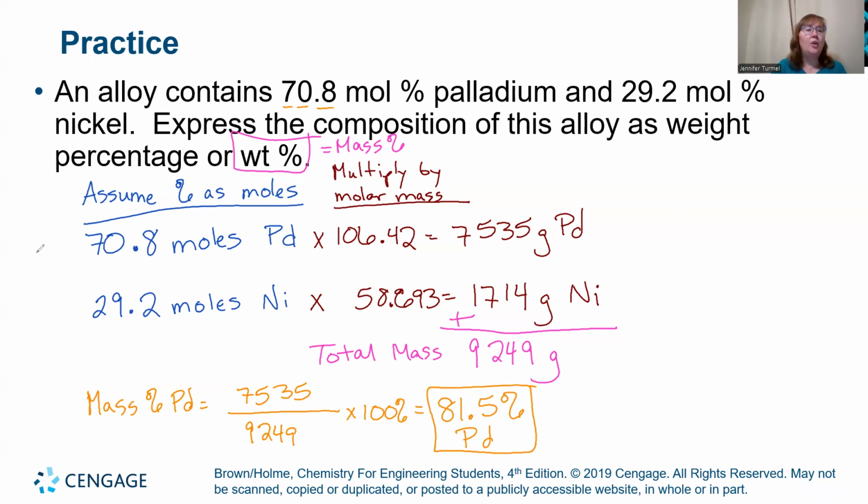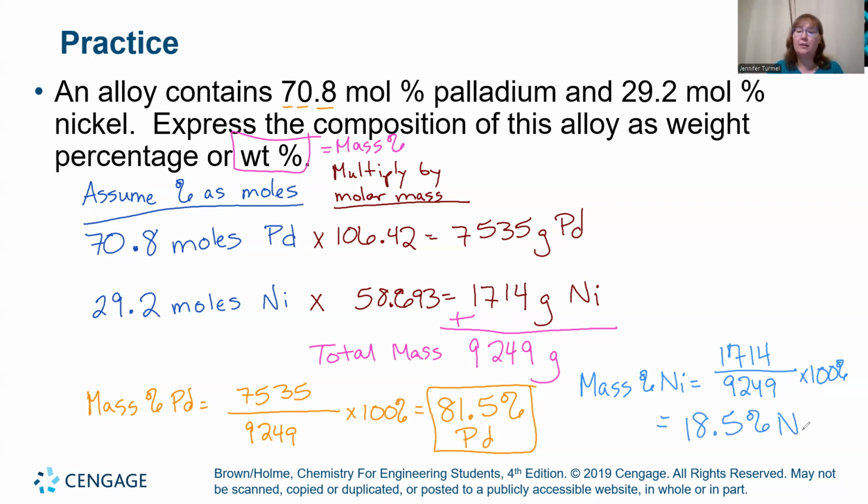Okay. And now we can also find our mass percent of nickel. That's going to be the mass of nickel, 1,714 grams, divided by our total mass, and turned into a percent. For 18.5% nickel. Okay. So this is kind of like what we did in the last one, but backwards.